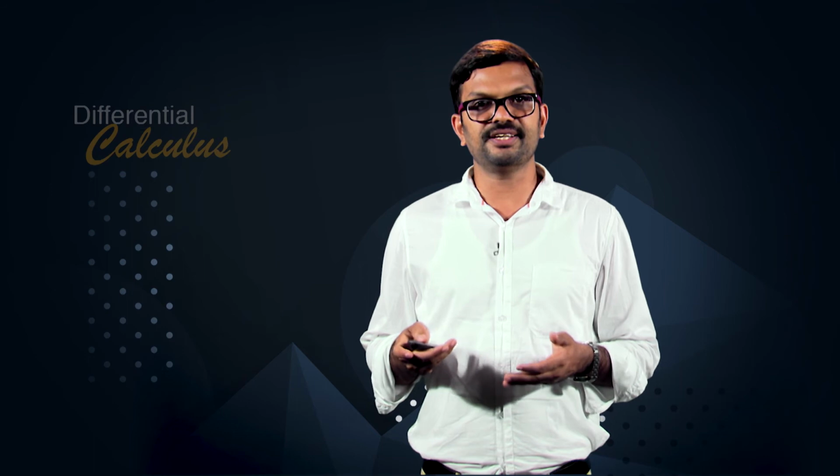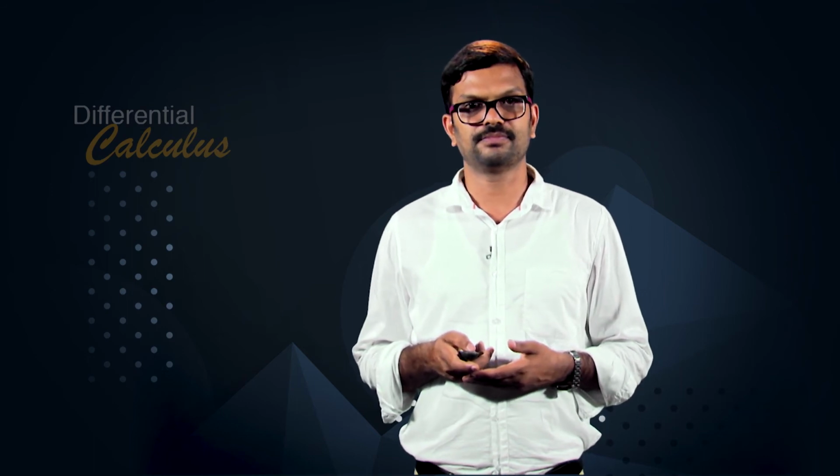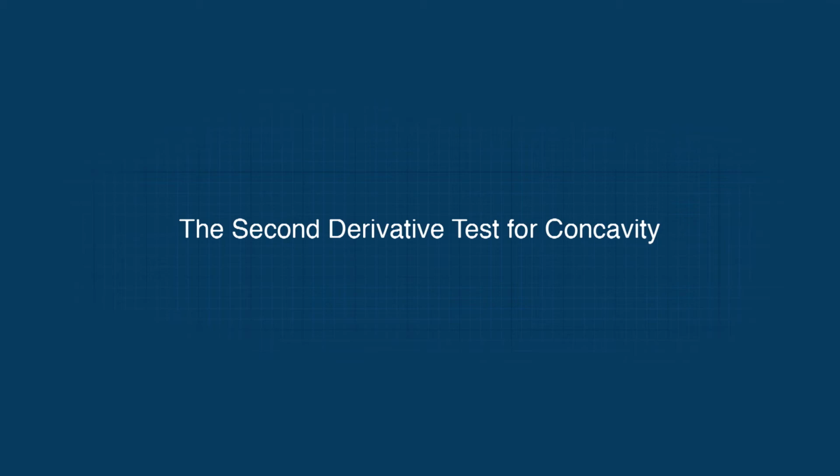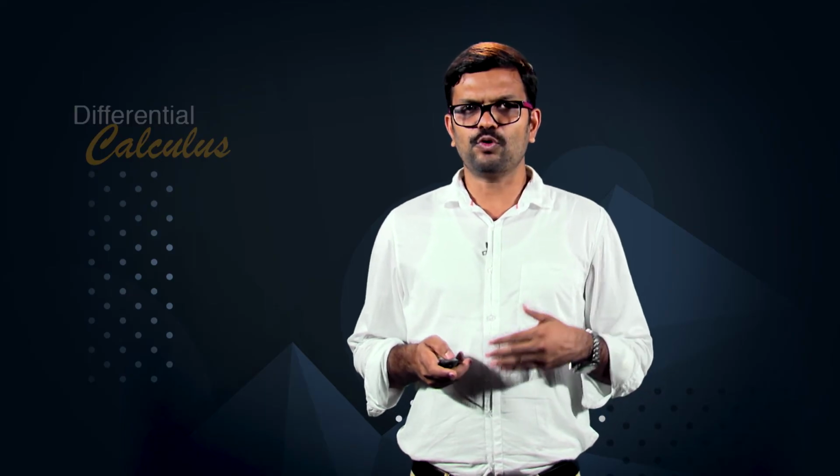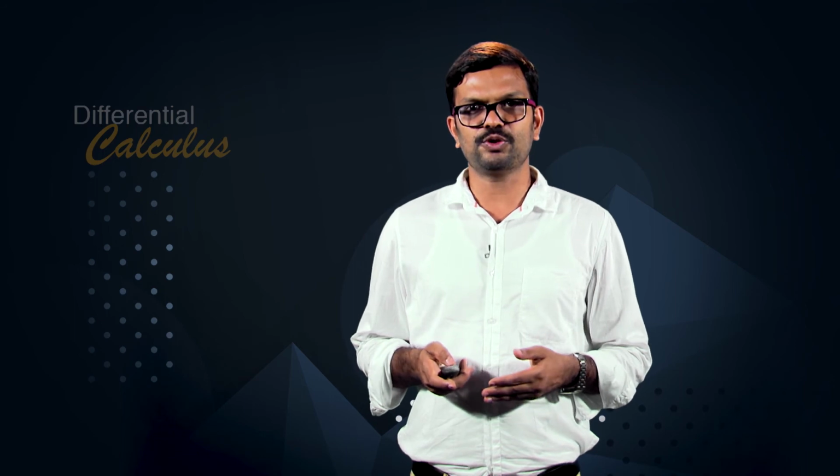These ideas are contained in the following test for concavity. The second derivative test for concavity. Let y equal to f of x be twice differentiable on an interval I. 1. If f double dash is strictly positive on the interval I, then the graph of f over I is concave up. 2. If f double dash is strictly negative on the interval I, then the graph of f over I is concave down.